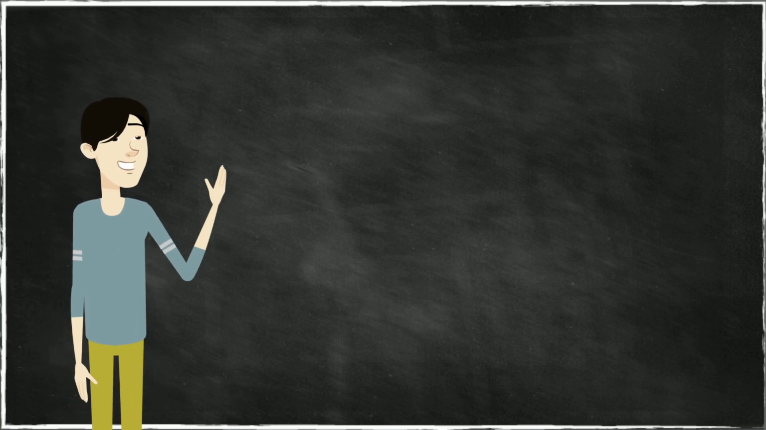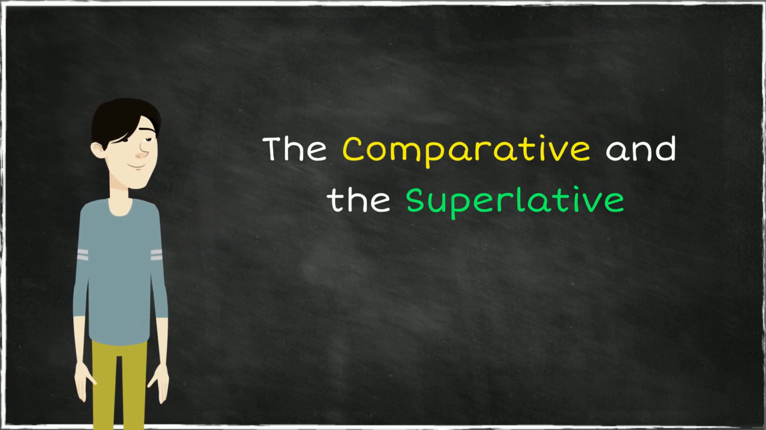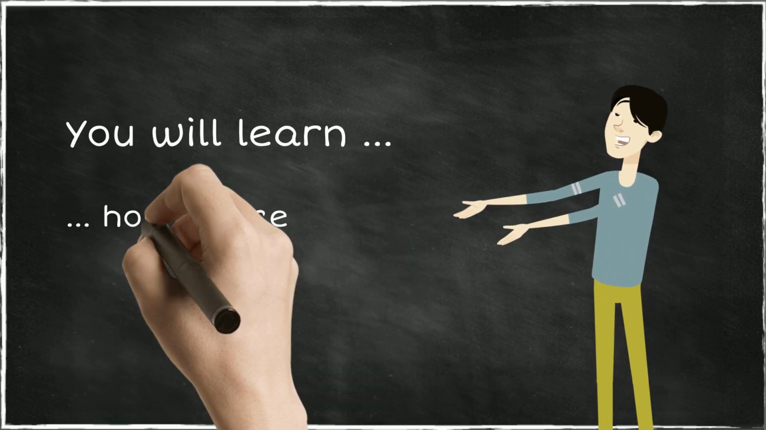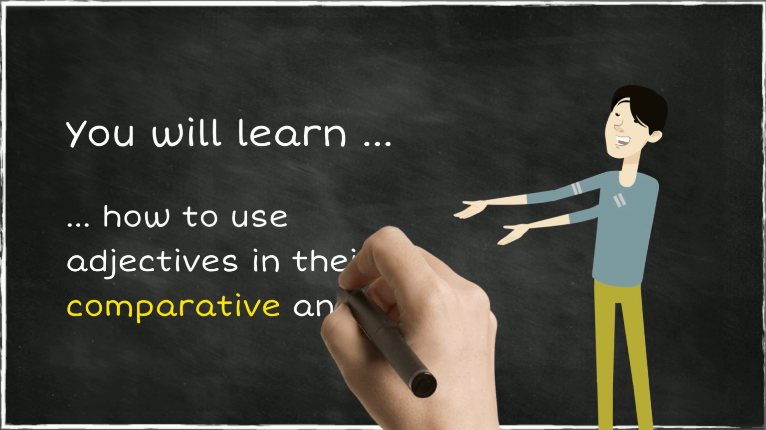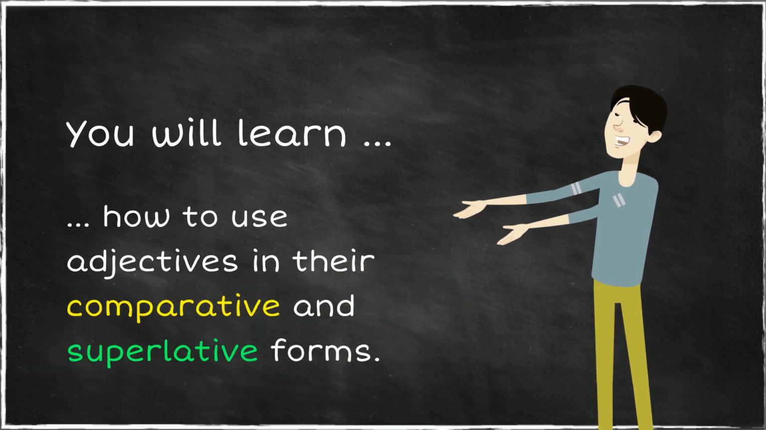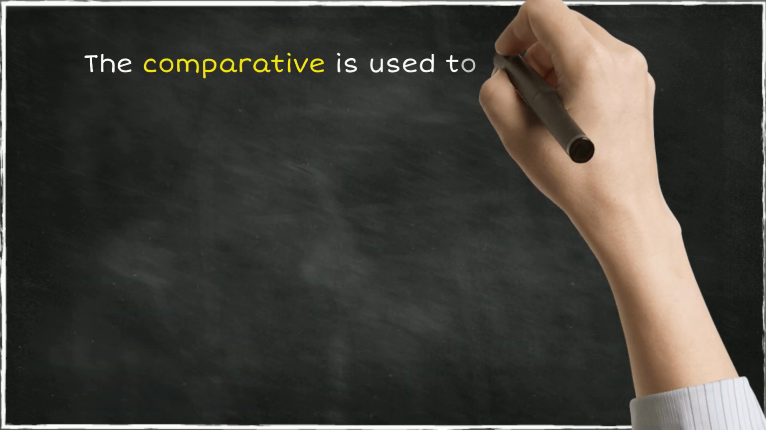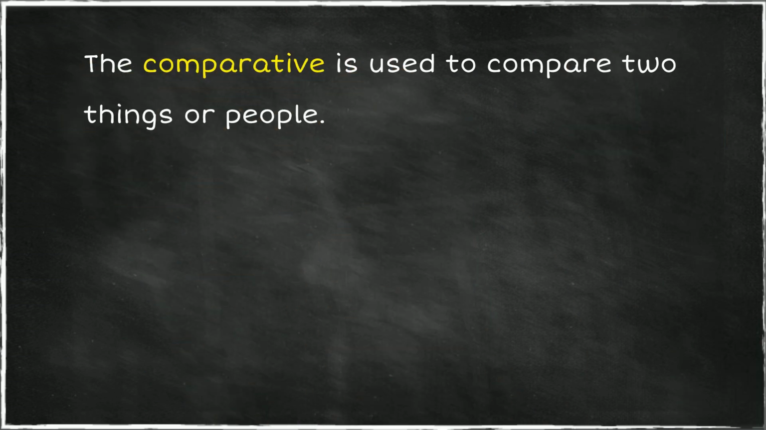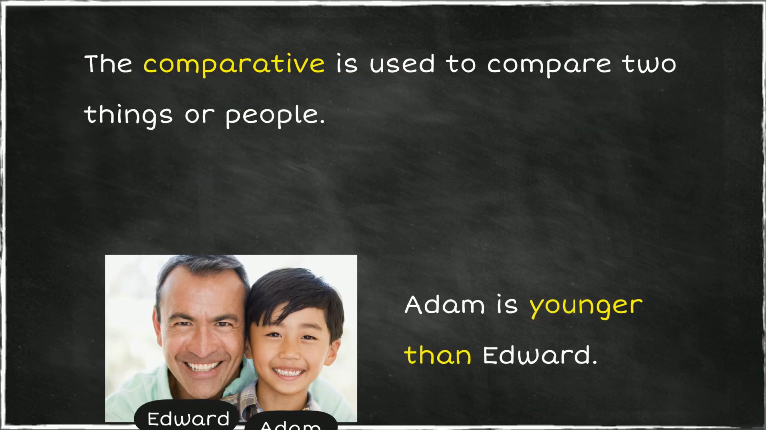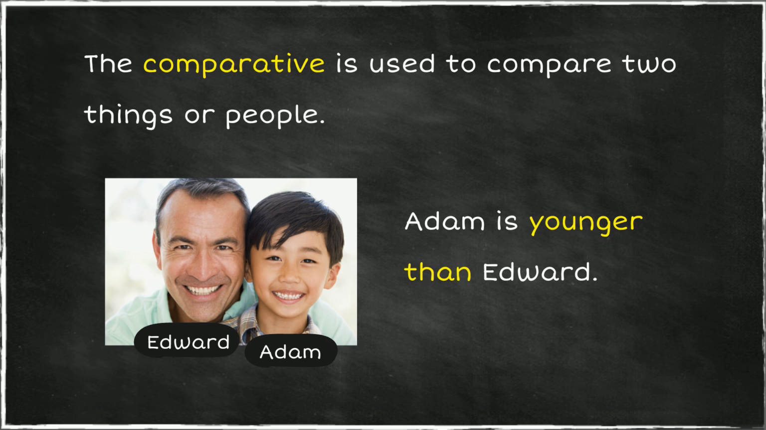Welcome to this video on the comparative and the superlative. In this video, you will learn how to use adjectives in their comparative and superlative forms. The comparative is used to compare two things or people. For example, Adam is younger than Edward.